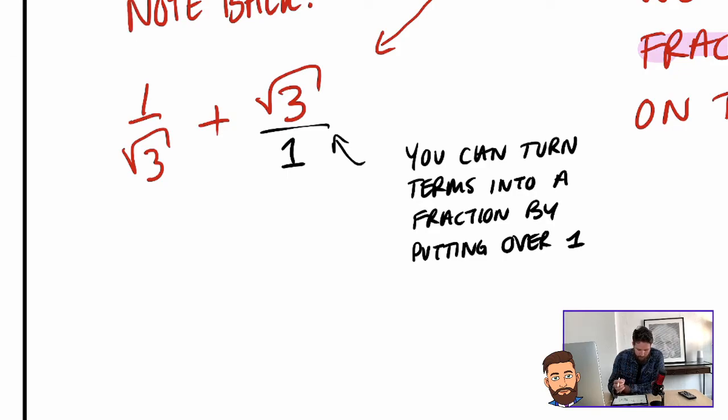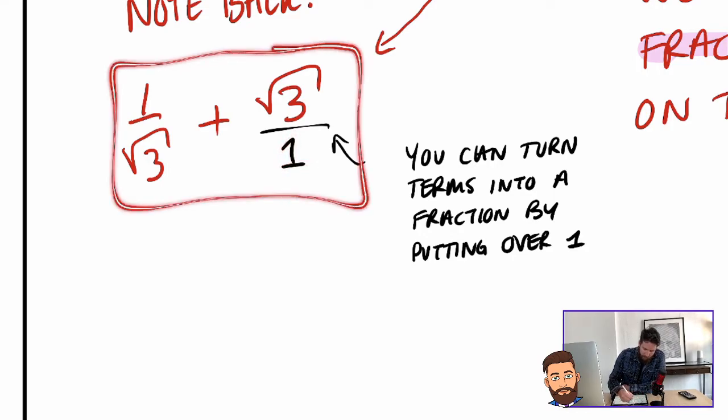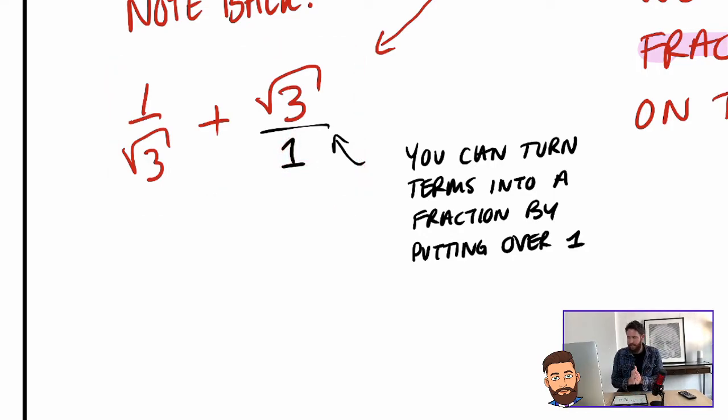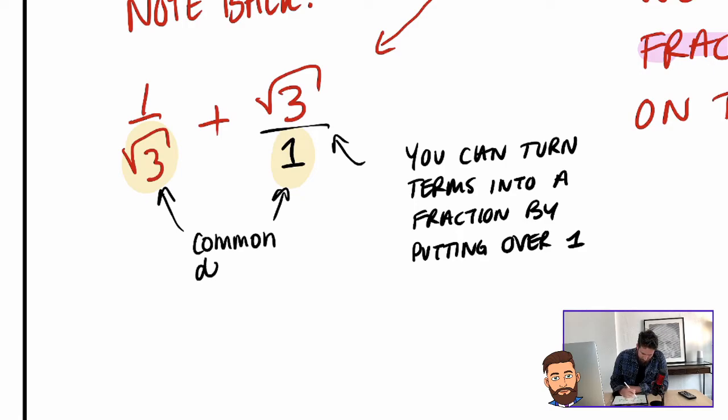So we really need both of these as fractions to try and get them simplified. By putting this over 1, we are now looking at a nicer problem for us because it's now adding two fractions together. We know how to add two fractions together. What do we need? To add two fractions together, we need a common denominator.